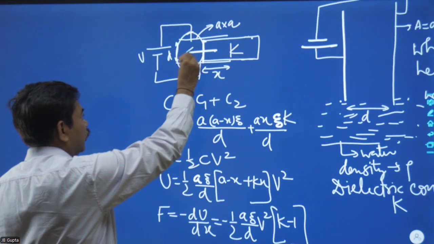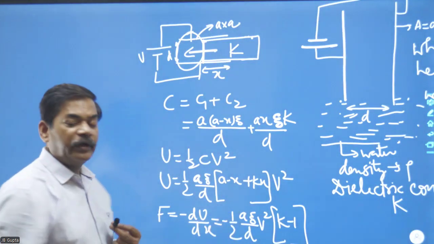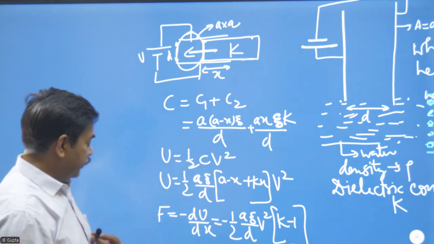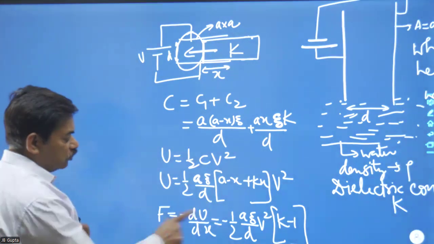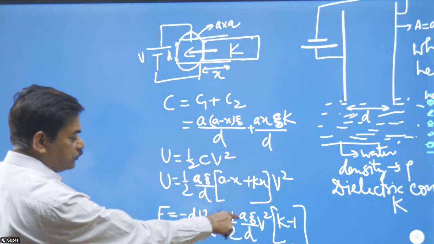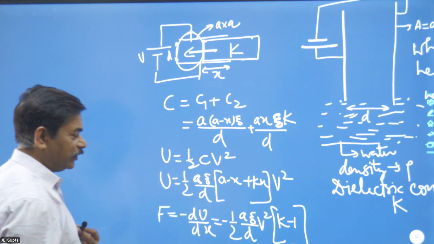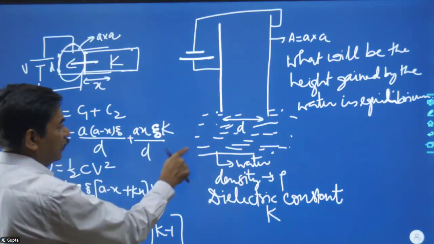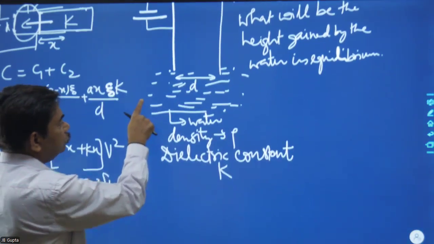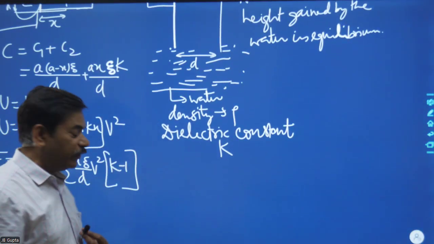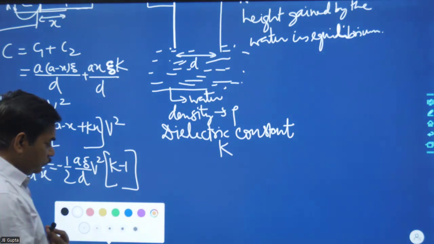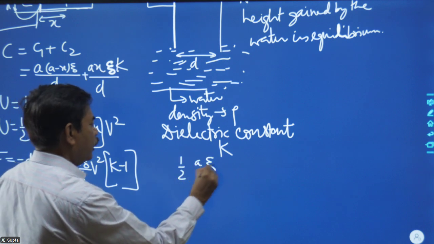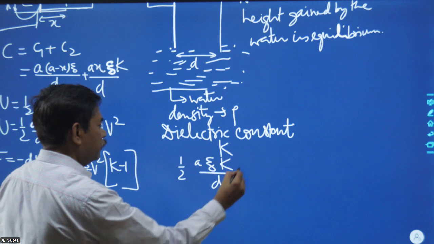कैपेसिटर के अंदर की ओर फोर्स लग रहा होगा अट्रैक्टिव, और फोर्स का मैग्नीट्यूड x के इंडिपेंडेंट है. Now look at this question. This was the concept: half a epsilon naught V squared upon d into (K minus 1) will be the attractive force on the dielectric inside the capacitor. In this case, the attractive force is half a epsilon naught upon d into (K minus 1) into V squared.